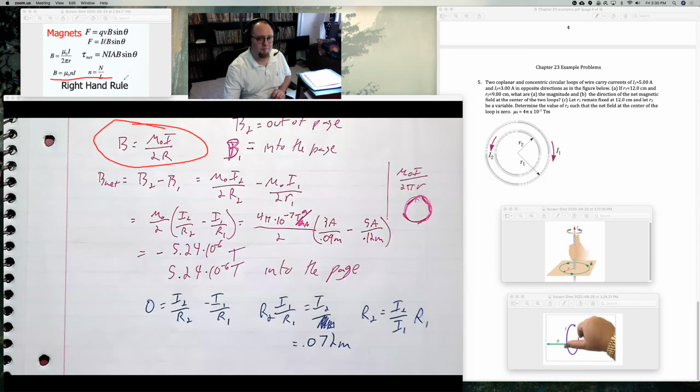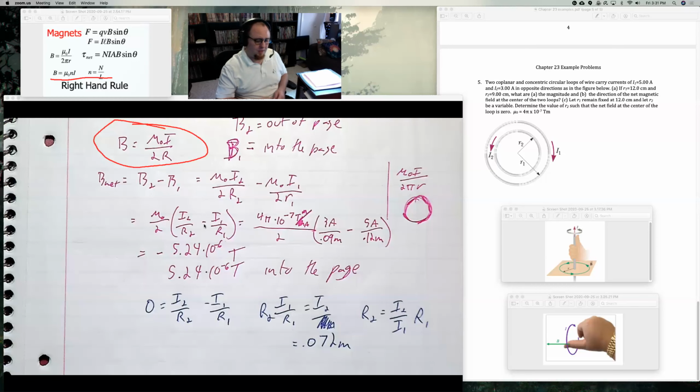Any questions? Yeah, just a quick question. I think it's an algebra thing, but back in part A, where you did mu naught over 2, I2 over R2 minus I1 over R1, why did you flip it, not do I1 over R1 minus I2 over R2? Why did you have 2 minus 1 versus 1 minus 2? Yeah, it's arbitrary. I could have done 1 minus 2.